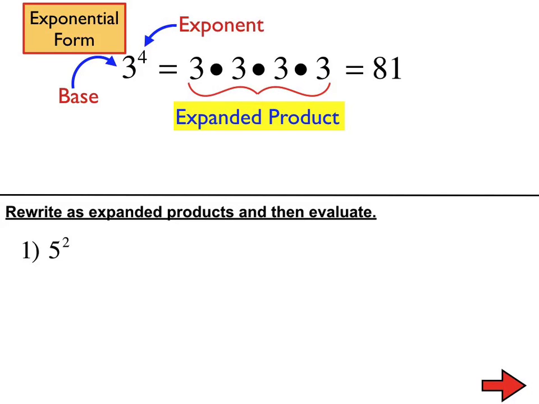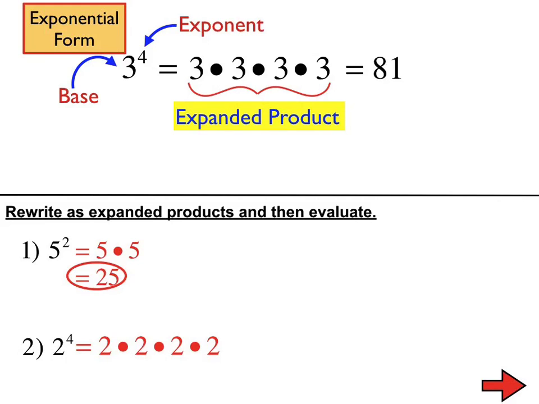So let's practice that. On your notes, the first one, would you please read that out loud to us, Beth? Excellent. 5 to the 2nd power. Please write it as an expanded product, which is 5 times 5, which is 25. Awesome. Look at number 2. Read that as an exponential form, please, Jeremy. Yes, 2 to the 4th power. Expanded product would look like 2 times 2 times 2 times 2, which is what? 16. Excellent.